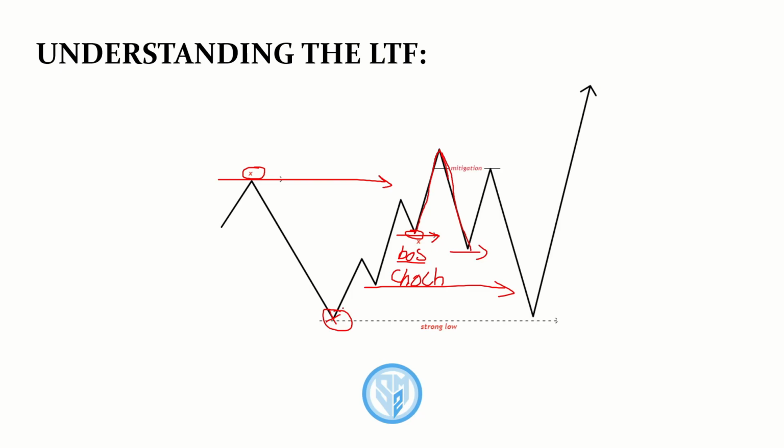We know that there's probably some sort of level of demand here or here or here. There's some sort of level of demand price is going to respect, so that it shoots up again towards the upside, right? And it continues that directional bias towards the upside that we had on the higher time frame.